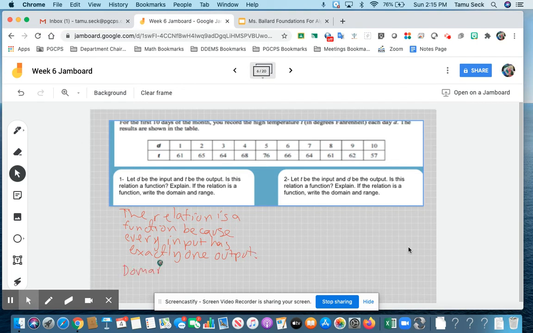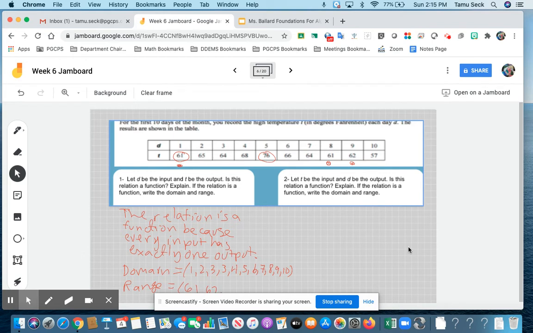So I'm going to do this with you and start you for the second question, but then Miss Giles is going to grade the second question. 1, 2. So this is the domain. But then for the range, you have to find the smallest number. So the smallest number is 61 and the biggest number is 76. So 61 is the smallest number. And then you notice 61 repeats. Then the next number is 62.